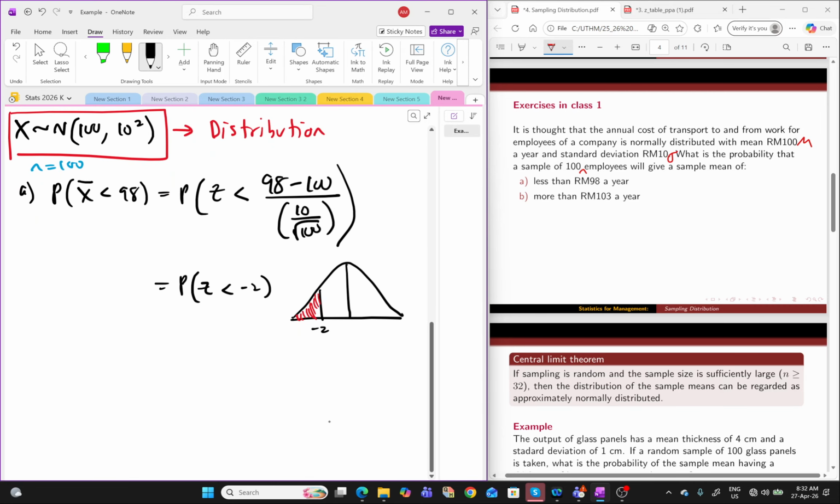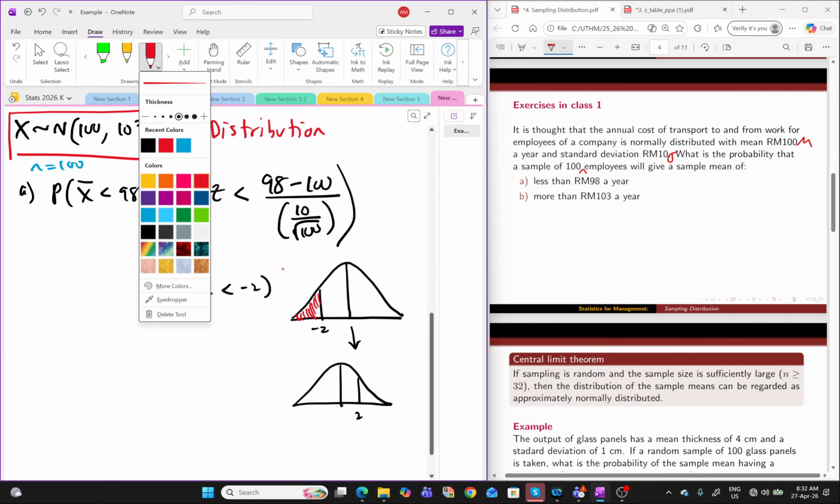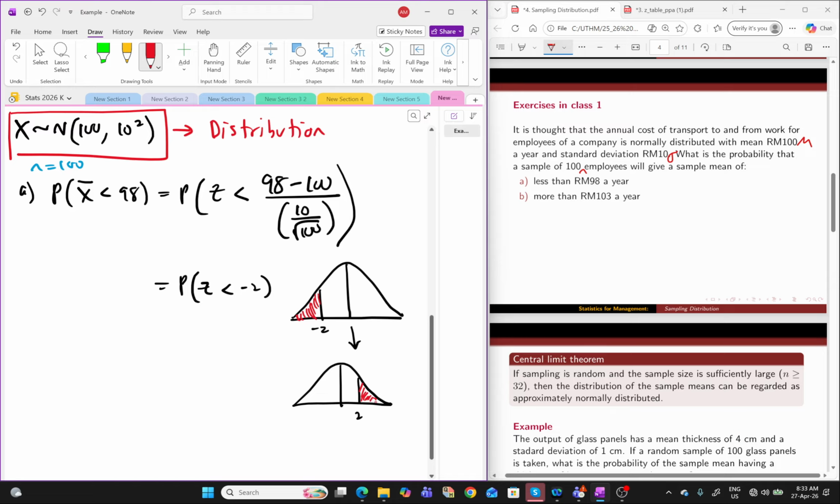Now if you... we need the right hand side, so this area is equal. So just now we saw already, here the 2 is, the answer is the same as the previous one. That would be 0.0225. That is the answer.